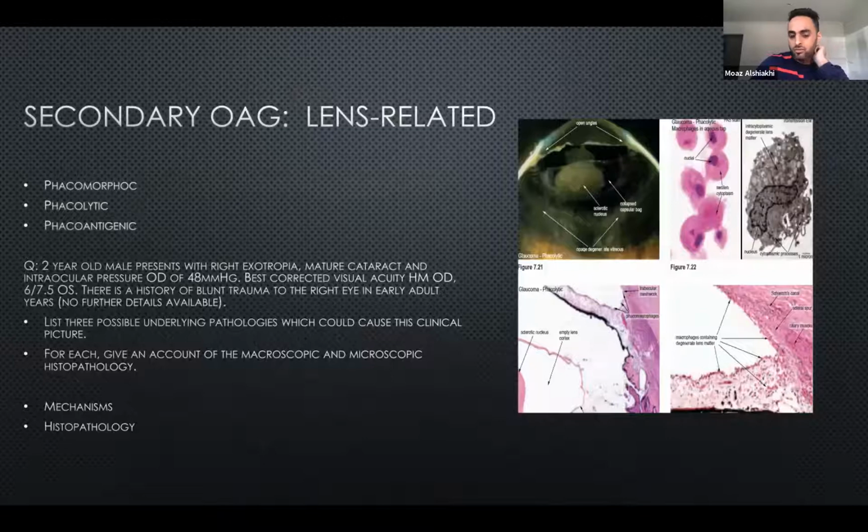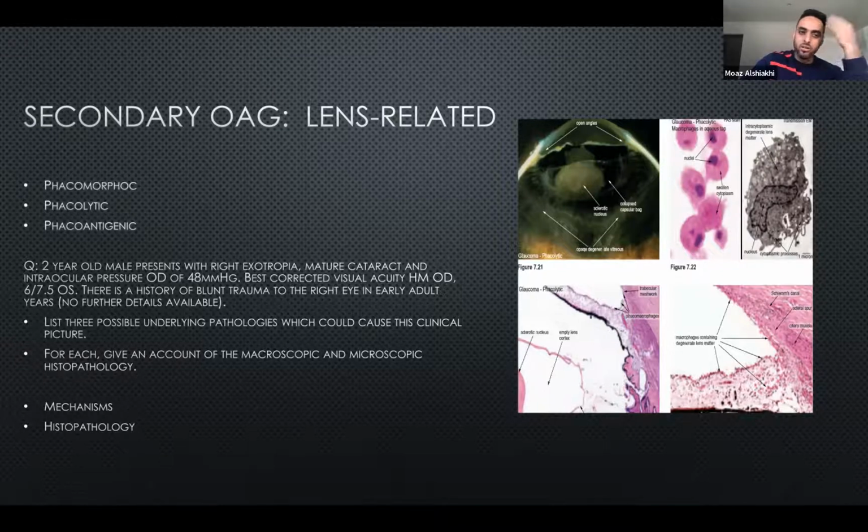And the lens-related glaucoma is a very commonly asked question, either in a case scenario like this, when they give you a mature cataract and a previous trauma and want you to talk about the different types, or they can ask you directly if there's a type of glaucoma that is lens related, or where the lens plays a pivotal part. So you need to know about the different types and the mechanism of these different types. For example, the type 3 hypersensitivity reaction, phacoantigenic, or the phacolytic, or the phacomorphic, which is basically an angle closure glaucoma.